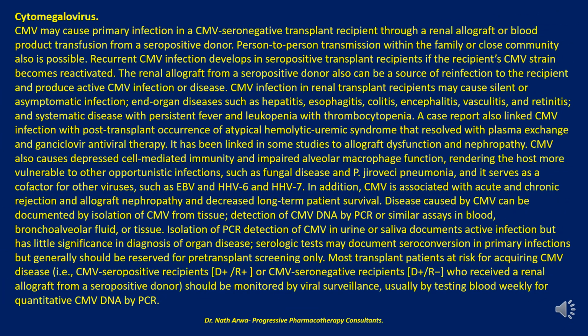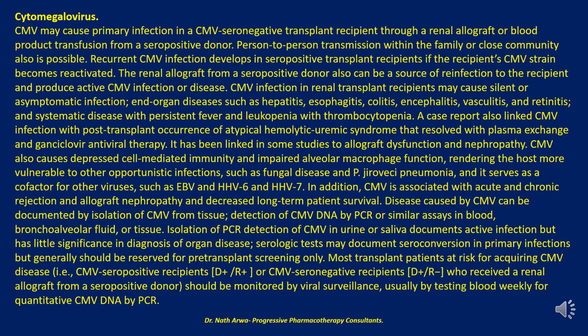We will now focus on cytomegalovirus. CMV may cause primary infection in a CMV seronegative transplant recipient through a renal allograft or blood product transfusion from a seropositive donor. Person-to-person transmission within the family or close community also is possible. Recurrent CMV infection develops in seropositive transplant recipients if the recipient's CMV strain becomes reactivated.